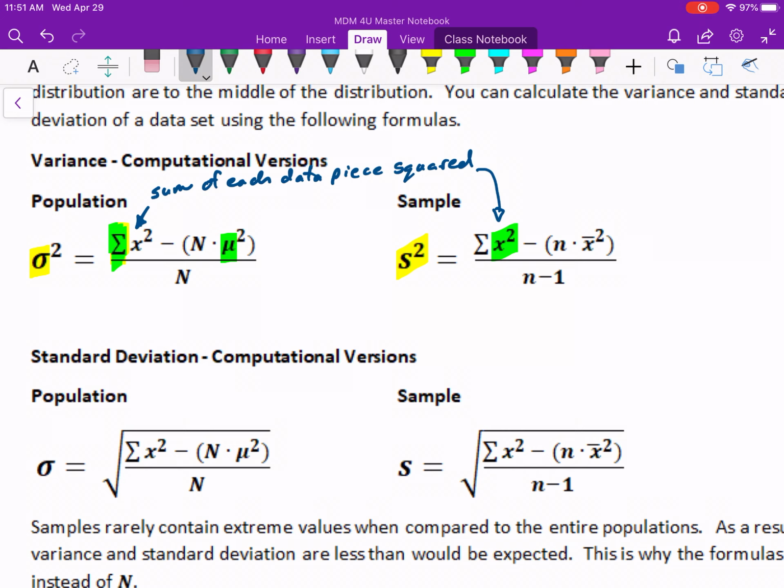Other than the variables being different, the only thing that is actually different is that our denominator now has n minus 1. And we'll get to that in a minute as to why it's a minus 1 here. So for population, we just divide by n. For a sample, we divide by n minus 1.